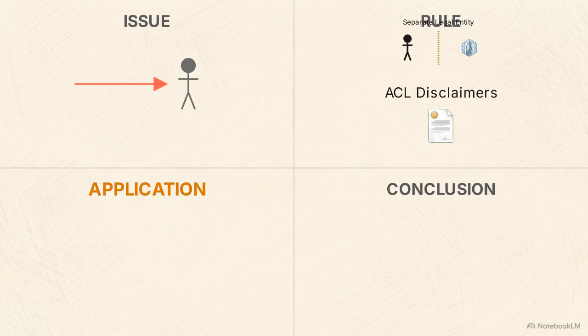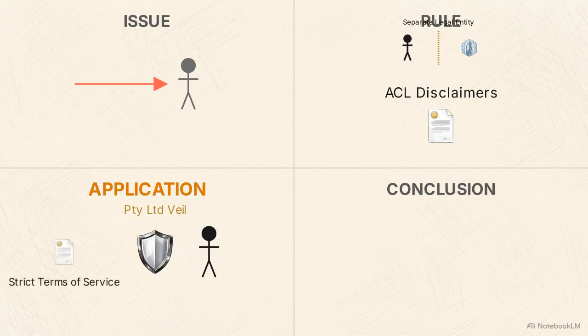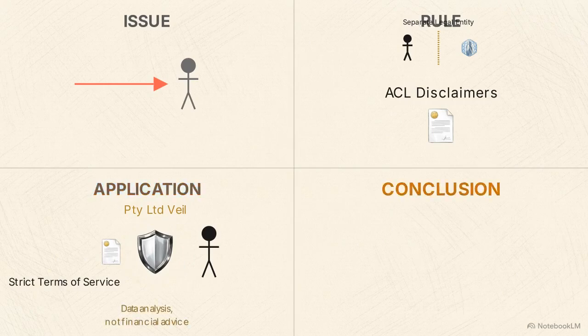We now cross into the application quadrant to map these theoretical rules onto Leo's specific crypto scenario. Applying the first rule, Leo must incorporate a proprietary limited company, or Pty Ltd, to create a corporate veil. This ensures the lawsuit hits the company, not his personal bank account. Applying the second rule, the Pty Ltd must mandate strict terms of service before a user can access the app, explicitly disclaiming the algorithm as data analysis, not financial advice.